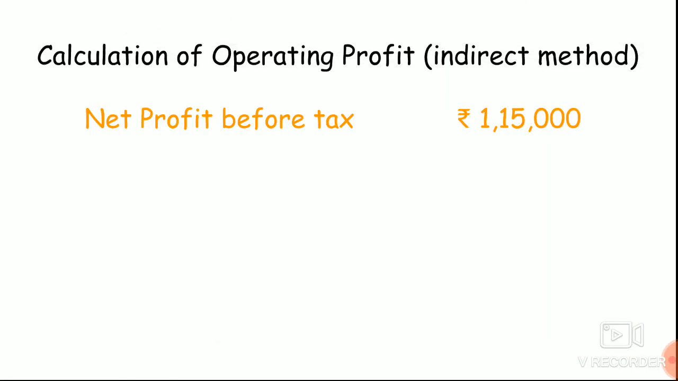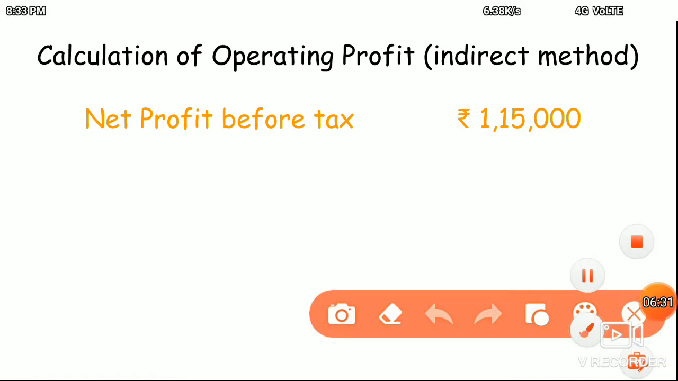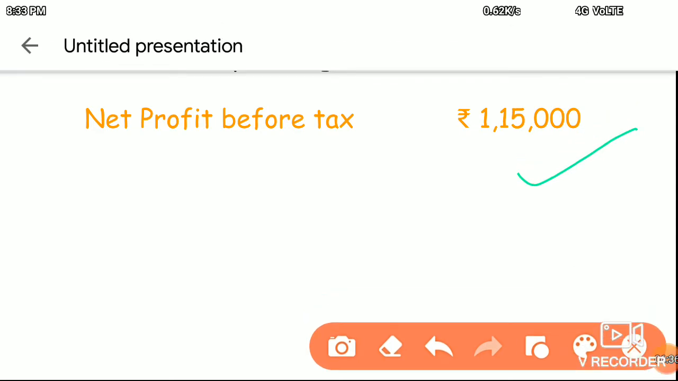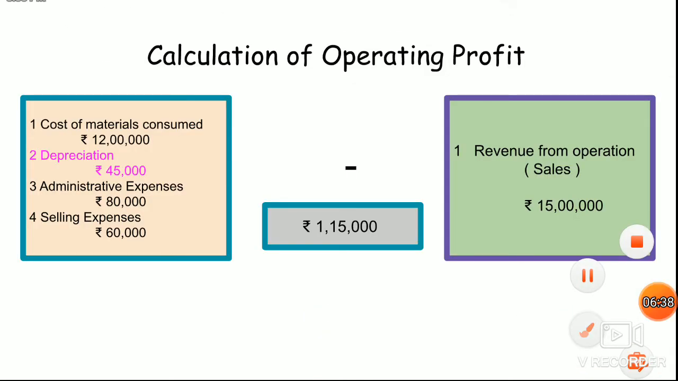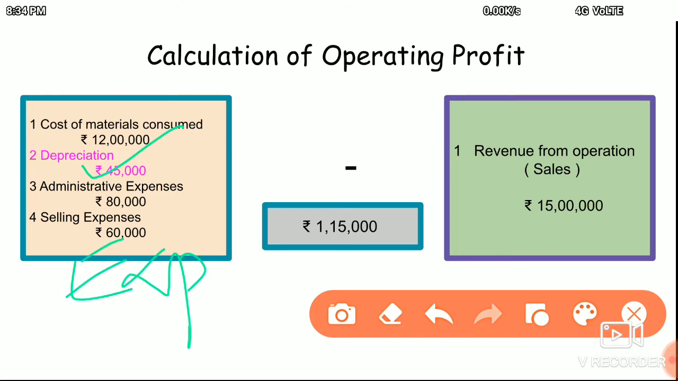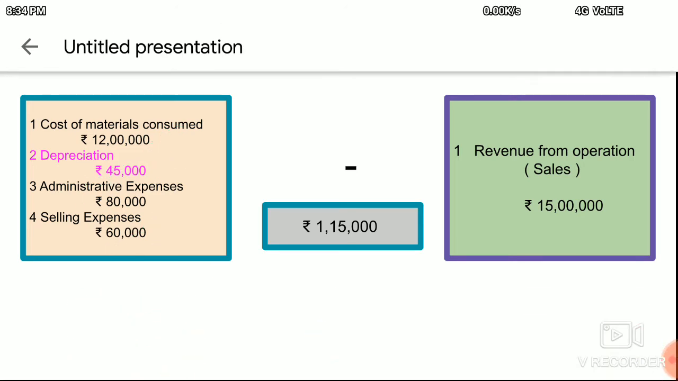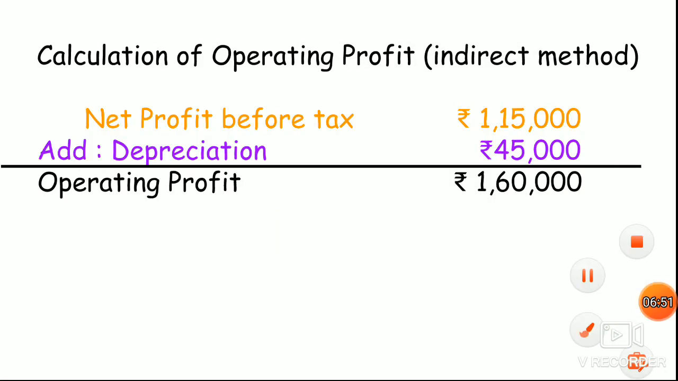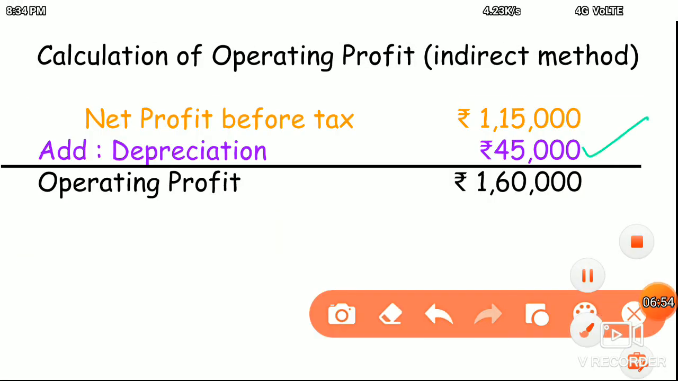So in our question, if we calculate in the indirect way, first of all, we take the net profit of 1,15,000. Then we simply take the non-cash or non-operating items from the statement. Here we have depreciation, which appears on the expenses side. So we add this back to the profit, because it has decreased the profit by 45,000. When we add this item of 45,000, we get 1,60,000, which is our operating profit before working capital changes.